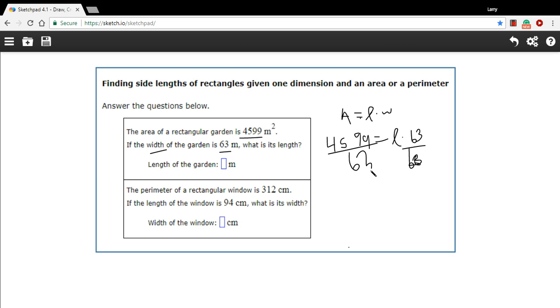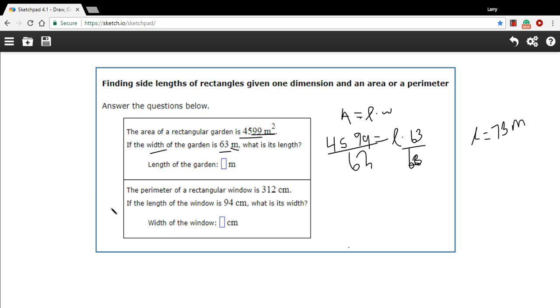So I'm going to pull out my calculator here. 4,599 divided by 63, and I get 73. So L equals 73. I have to be a little bit careful about the units. The area is meters squared, but the length and the width are both going to be just plain old meters because that's just distance, not an area. So this is 73 meters.